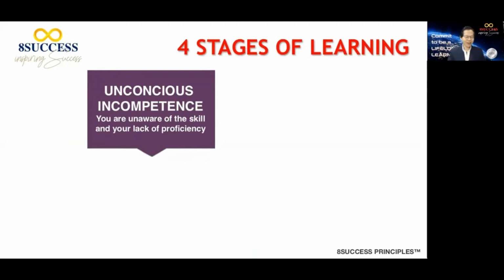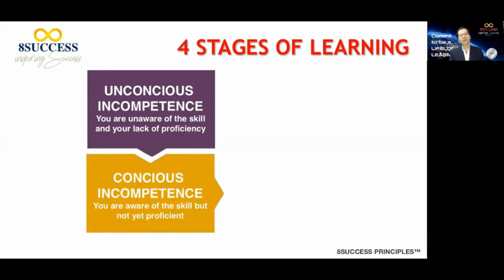The next step is the conscious incompetence. The conscious incompetence is the stage where you are aware of the skill but not yet proficient with it. It may be in network marketing. There are certain skills that, before that, you never knew you needed. But now you are conscious that you need that skill. So you know that you are not competent enough to execute it. You are aware of the skill but not yet proficient. The key words here are "not yet."